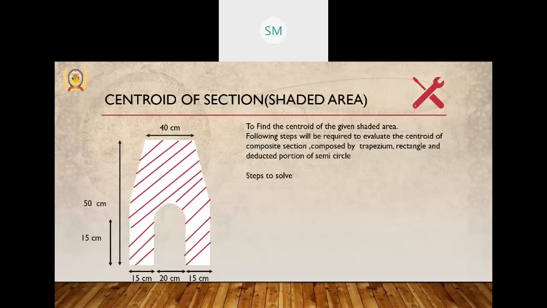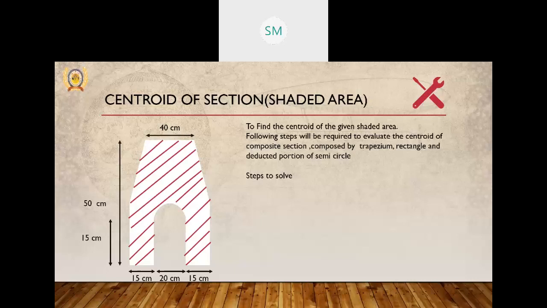Now we move to another section. This is the given shaded part. It is a red color shaded lines that are there. For that complete shaded area, we have to find out the centroid.